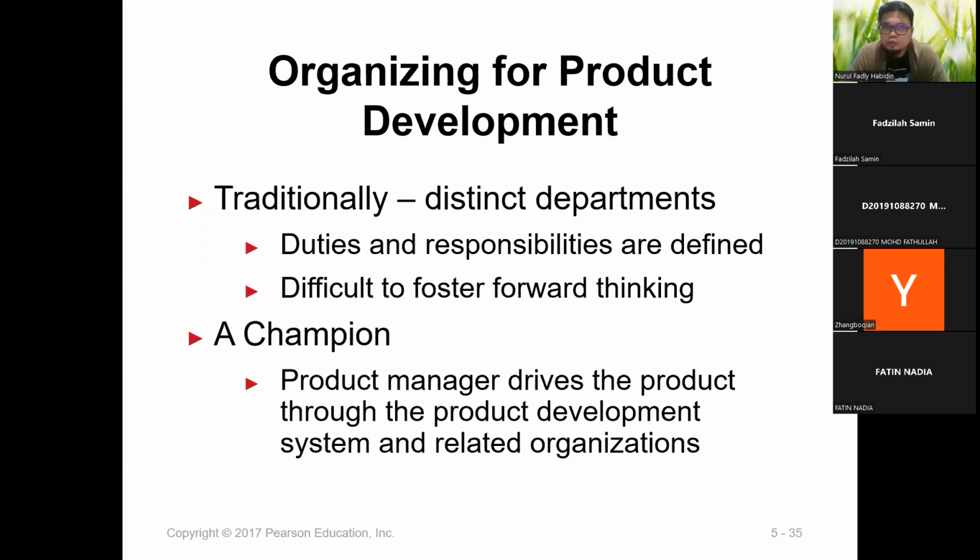In order to make changes, meaning if you change from A to B, you make the change and implement it in good condition as fast as you can. Somehow it takes time, and when you take time, actually you increase the waste. Now for the champion side, the product manager drives the product through the product development system and related organization. What term is used nowadays when we talk about efficiency?